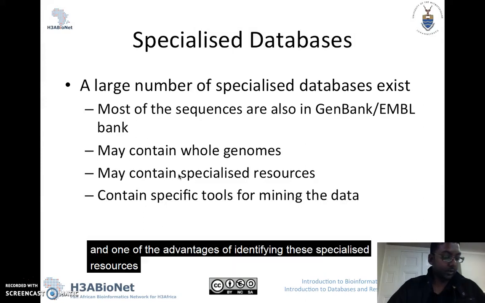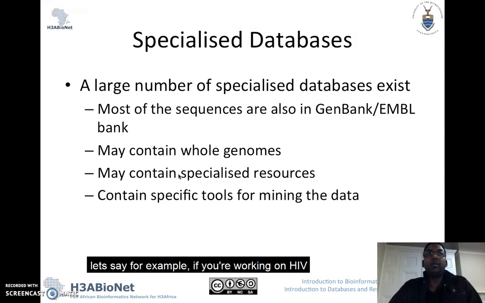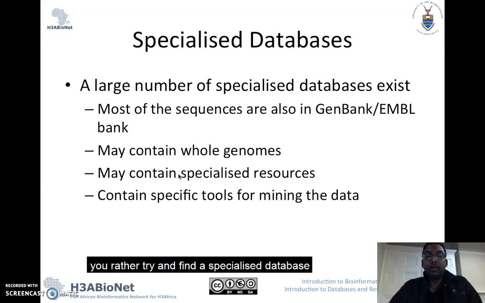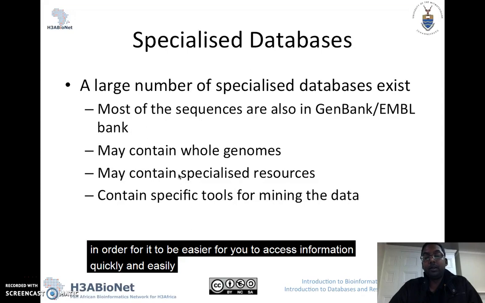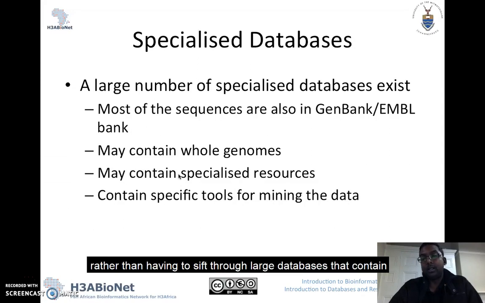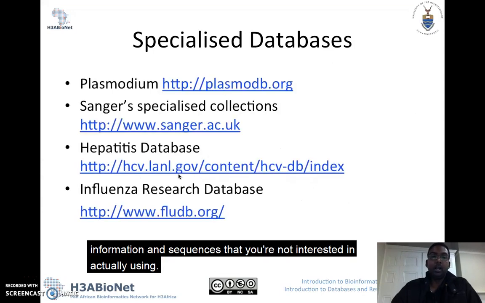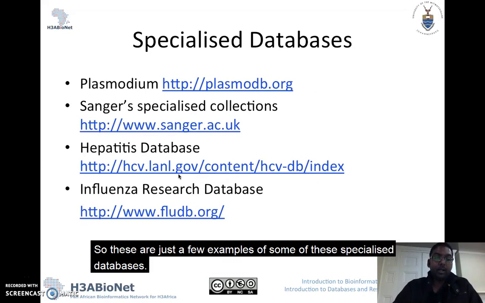One of the advantages of identifying these specialized resources, let's say, for example, if you're working on HIV, is that rather than going to GenBank and trying to access sequence data and annotation for HIV, you'd rather find a specialized database to make it easier for you to access information quickly and easily, rather than having to sift through large databases that contain information and sequences that you're not interested in actually using. So these are just a few examples of some of these specialized databases.